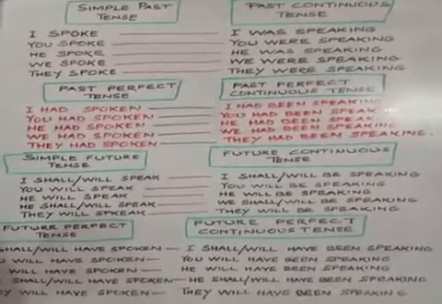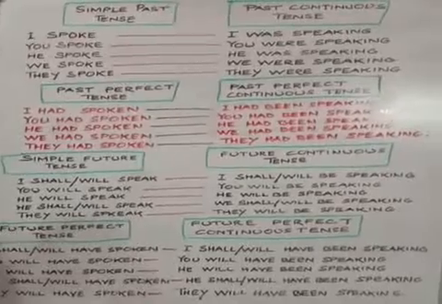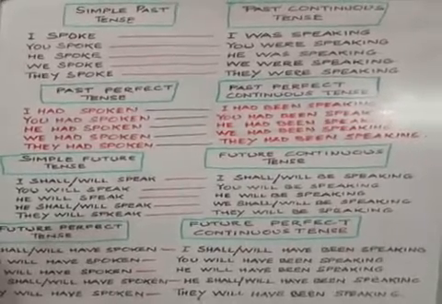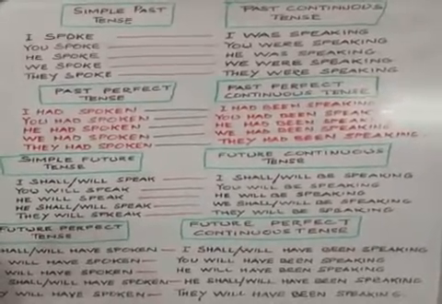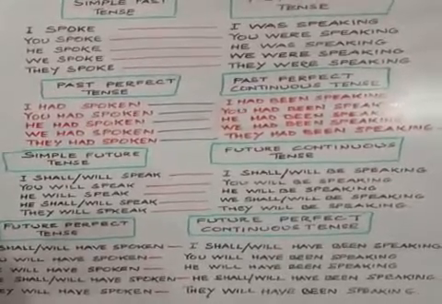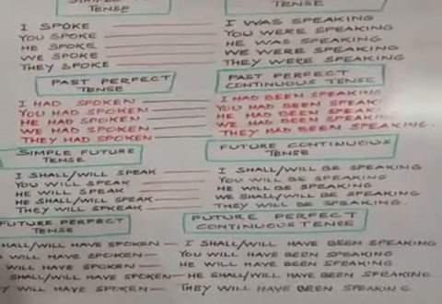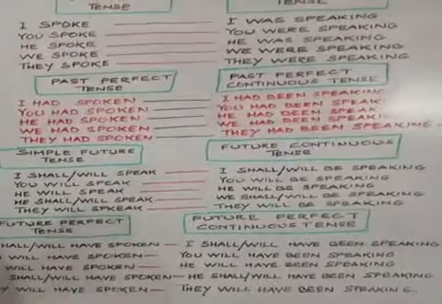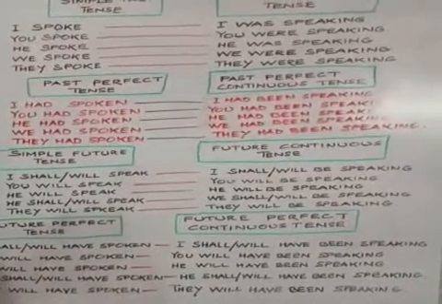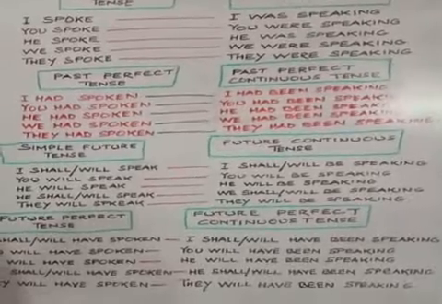Past perfect tense and past perfect continuous tense. See, past perfect tense, I had spoken. Past perfect continuous tense, I had been speaking. You had spoken, you had been speaking. He had spoken, he had been speaking. We had spoken, we had been speaking. They had spoken, they had been speaking.